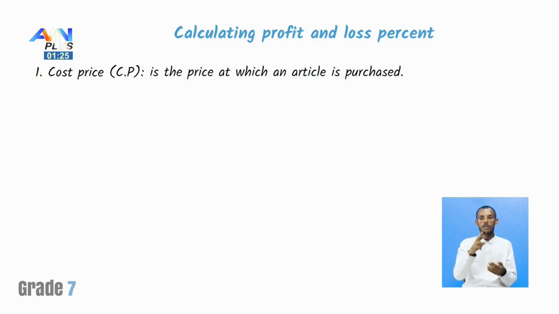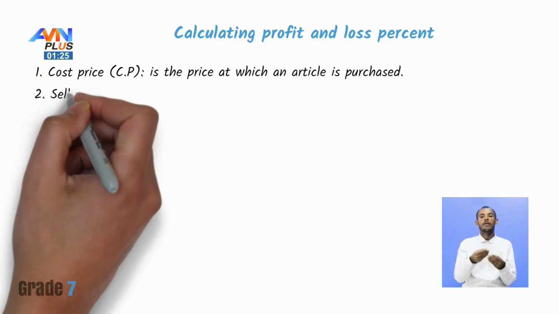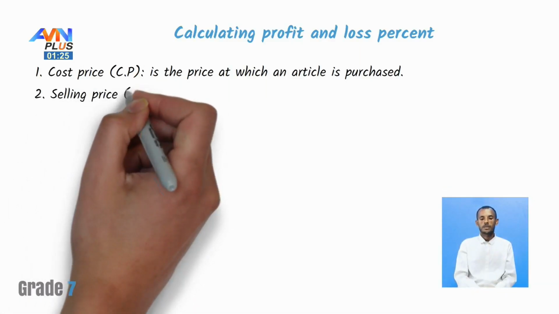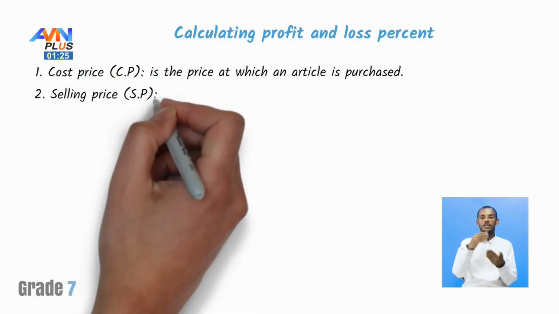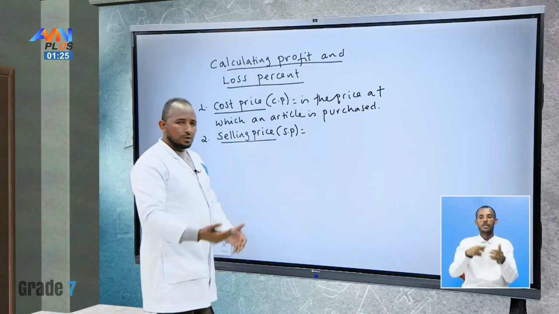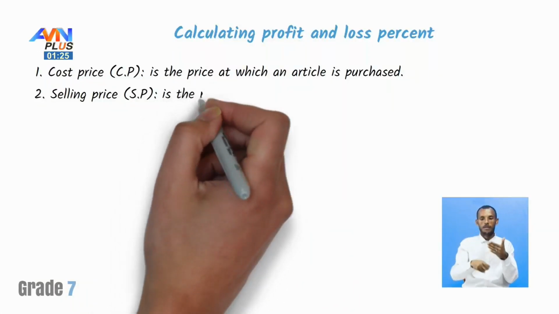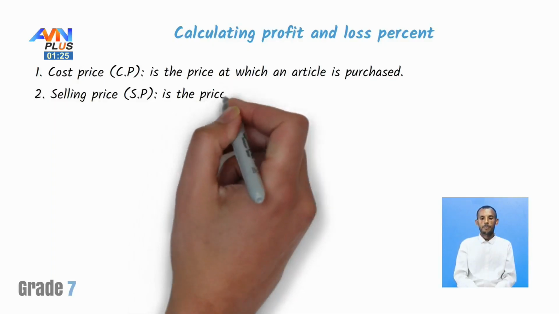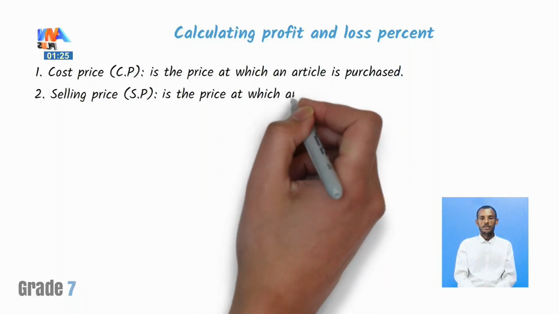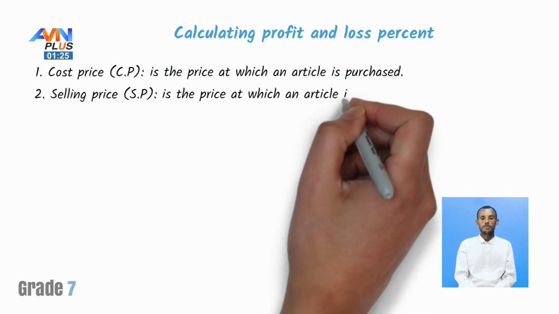Again, the second term is selling price, in short, SP. This is the price at which an article is sold. So selling price is the price at which an article is sold.